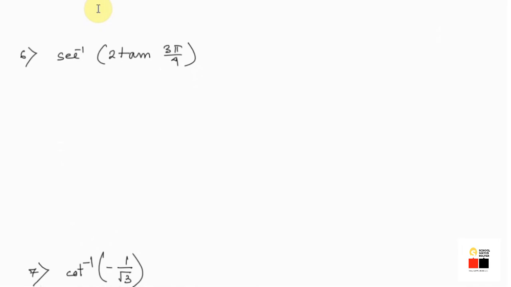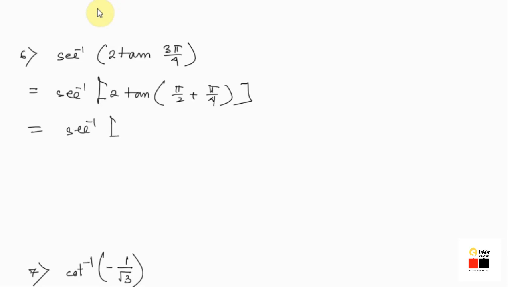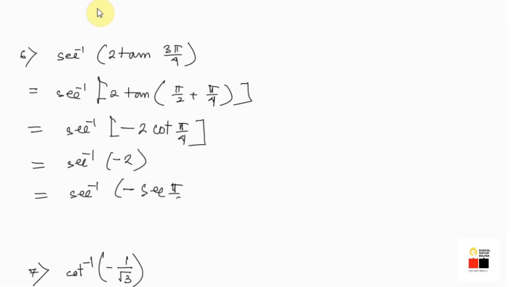Next, sec inverse 2 tan 3 pi by 4 equals to sec inverse 2 tan pi by 2 plus pi by 4 equals to sec inverse 2 cot pi by 4, but this will be negative. Sec inverse of minus 2, sec inverse of minus sec pi by 3.